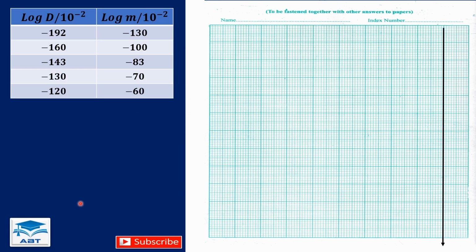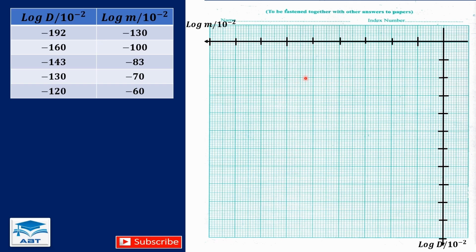So we draw the vertical and horizontal axis. Remember that all the values are negative. So we are going to use the negative axis. Both the vertical and horizontal axis are all negative. We are plotting log D on the vertical axis and log M on the horizontal axis.